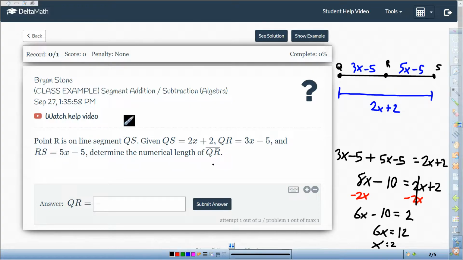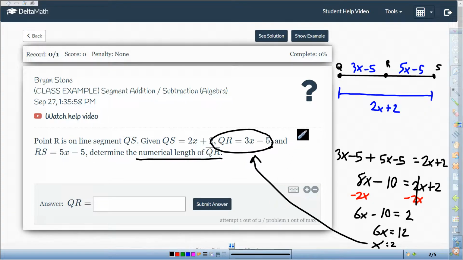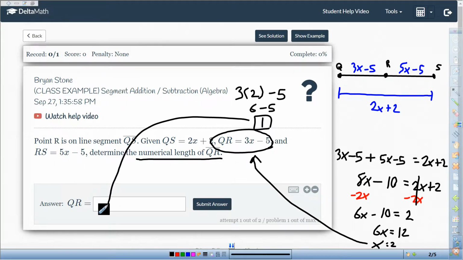All right, here's the thing, though. If you take a look at the directions, they're not asking us to solve just for x. They're asking us to determine the length of QR. This means plugging it back in. QR is this one right here. So I'm going to plug this guy back in for x. I'm just going to do it off to the side, so maybe I'll do it up here. So 3 times x minus 5. Now I know what x is. It's 2. Doing some easy math, I got 6 minus 5, and my answer is going to be 1. So that's what you want to put into the box here.